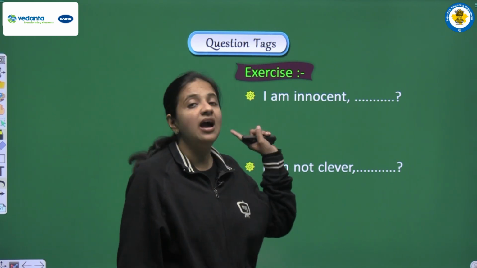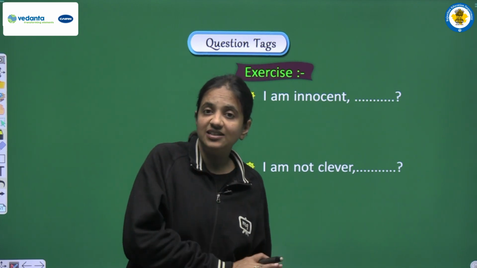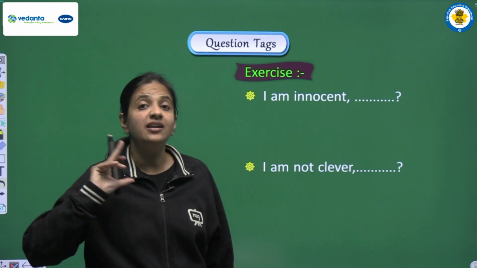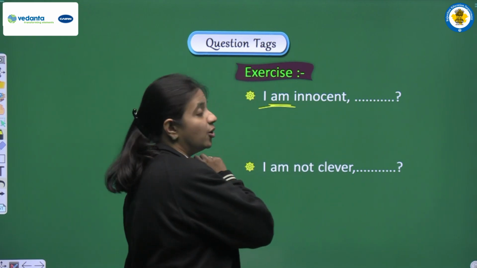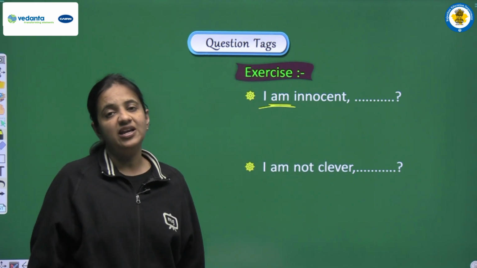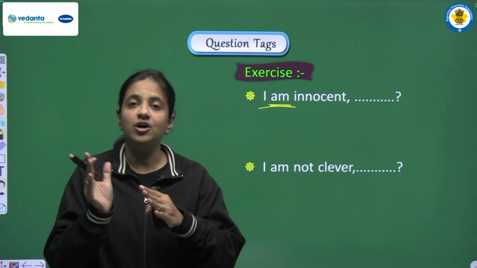So now we have, I am innocent. Yes, it's a positive sentence, so obviously now we have to make a negative question tag here. So now let's discuss the auxiliary verb. Here we have am. Okay, and we have seen the entire list of auxiliary verbs plus not.